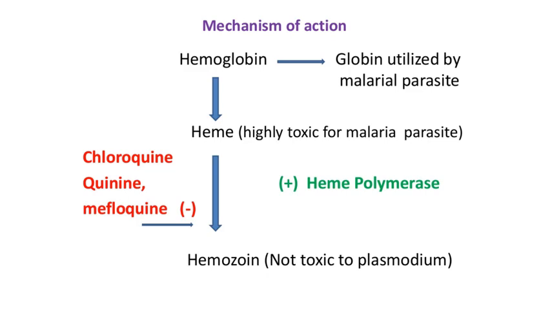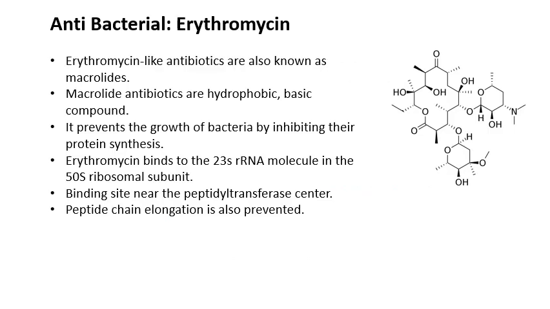The normal mechanism of action of chloroquine is as an antimalarial drug: it inhibits the polymerization of heme, so as a result the heme can kill the parasite.